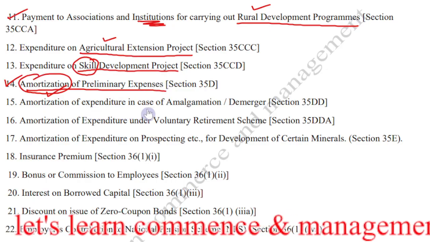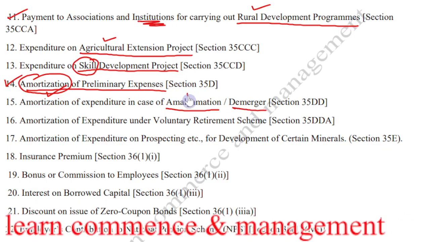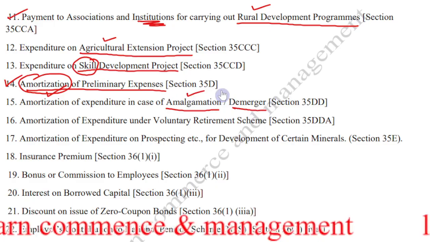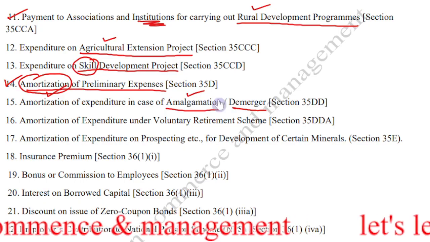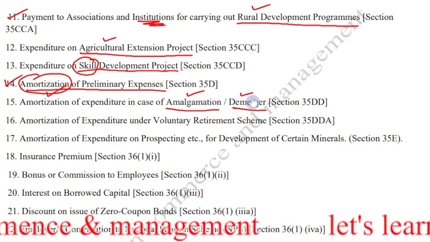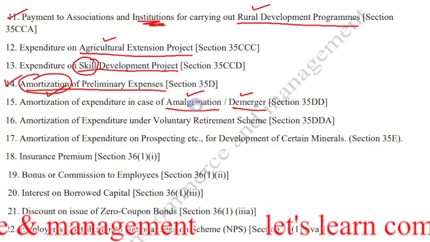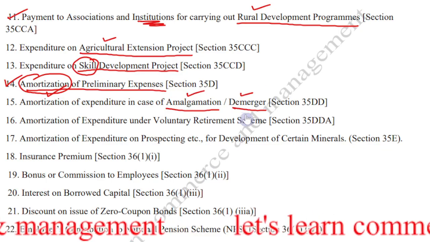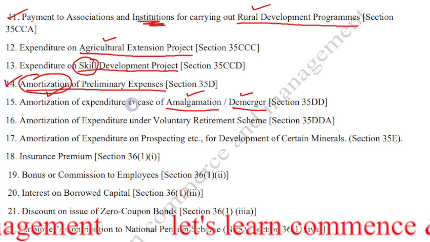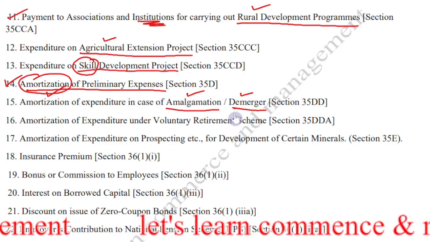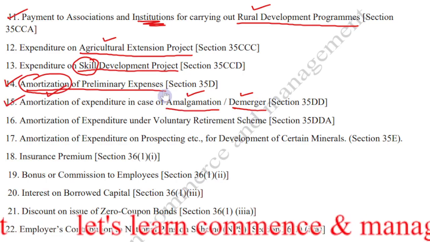Amortization of expenditure in case of amalgamation or demerger. Amalgamation means amalgamating with some other organization or with some other business, and demerger is coming out of it or split. So when we split our business with the one we have already amalgamated earlier, that is called demerger. So amortization expenses towards amalgamation or demerger is also considered a valid expenditure.